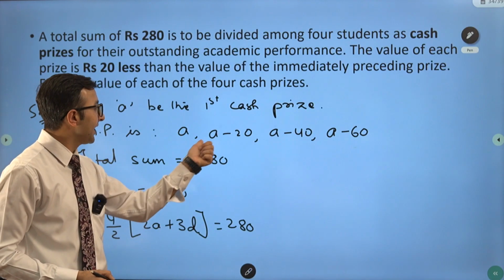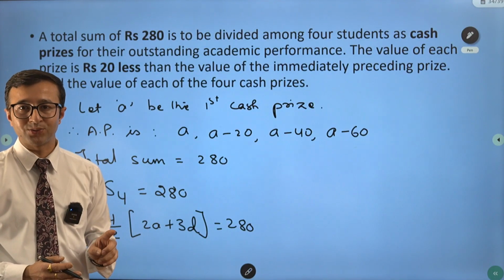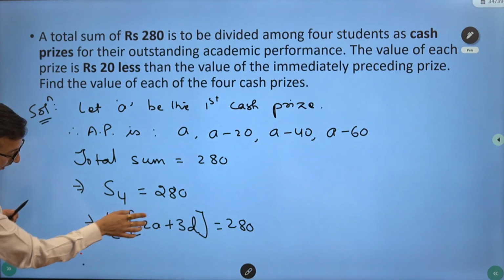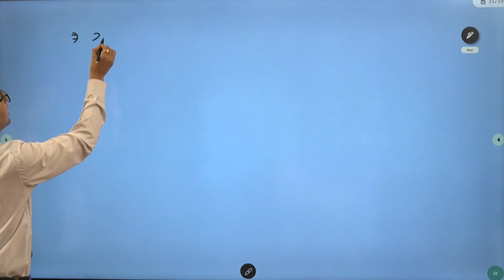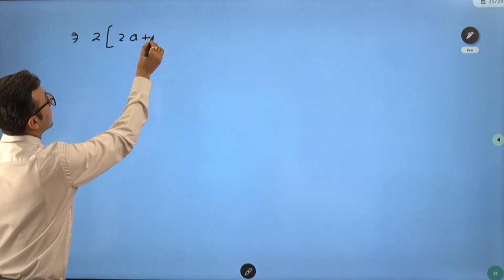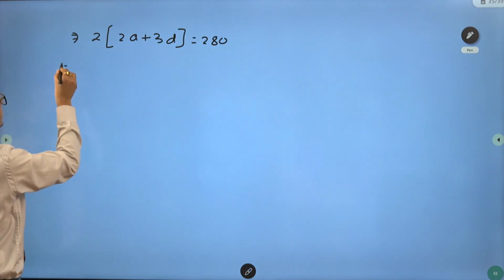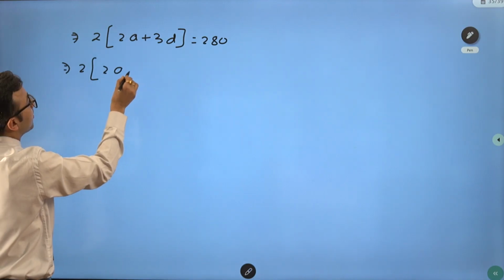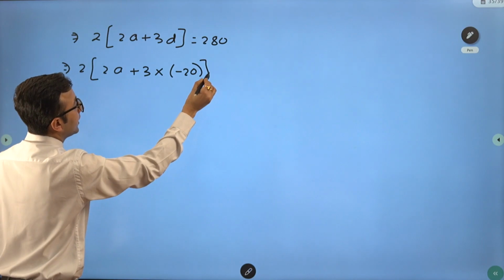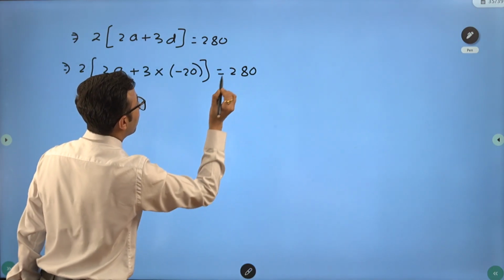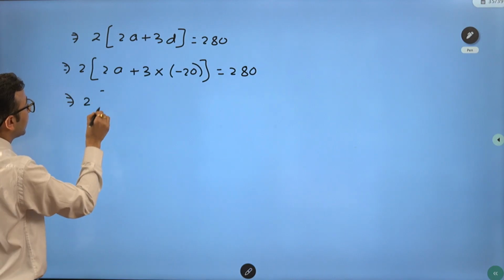The first term is A, the second term is A minus 20, which means the AP is decreasing, so definitely the common difference will be negative. That's why the value of D is minus 20. So what we have here is 2 times (2A plus 3D) equals 280, which implies 2 times (2A plus 3 times, and the value of D is minus 20). Remember one thing: two binary operations will not be there without any bracket. That's why we have to put that bracket.